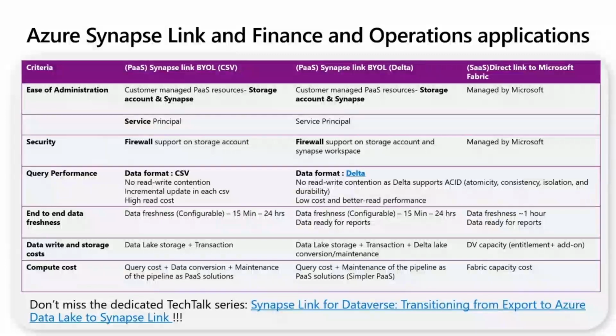So other notable differences are in the data format. Traditional export to data lake uses CSV. This is still available, but we also have a new data format based on Parquet files.